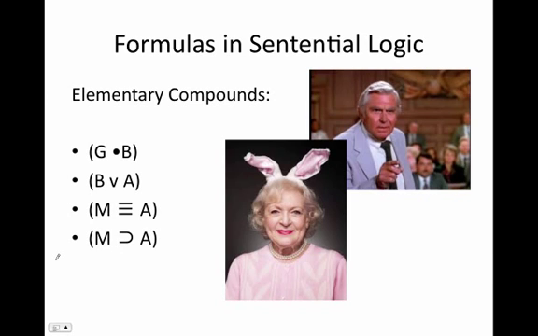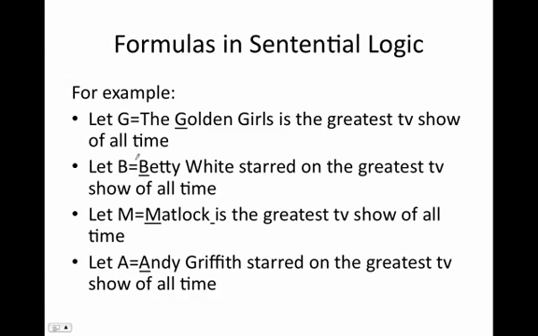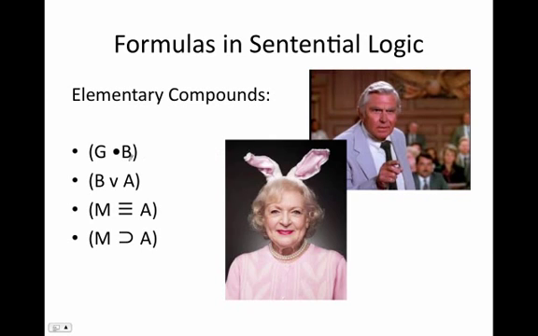We can combine these letters via the sentential operators to make more compound formulas. Let's do that right now. So here are 4 formulas. G dot B. Remember what dot stands for? It means and. It's a conjunction operator. G stands for The Golden Girls and B stands for Betty White. So G and B: The Golden Girls is the greatest TV show of all time, and Betty White starred on the greatest TV show of all time. That's what that sentence means.